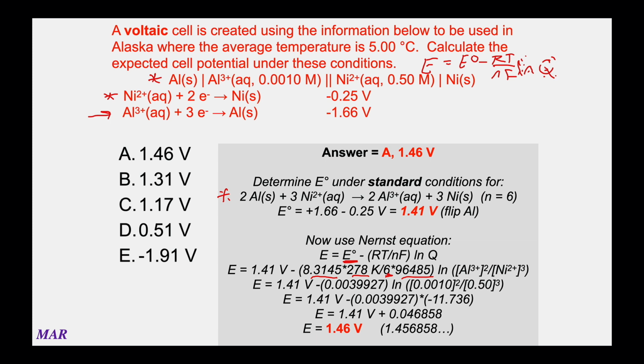So for this reaction right here, we ignore the solids. It would be aluminum plus 3 to the second power divided by nickel plus 2 to the third power. And here's the aluminum, and there's the nickel concentrations. So at this point, it just becomes a lot of math, all right? The final value here for E, 1.46 volts. So if you got that number, you are good to go.